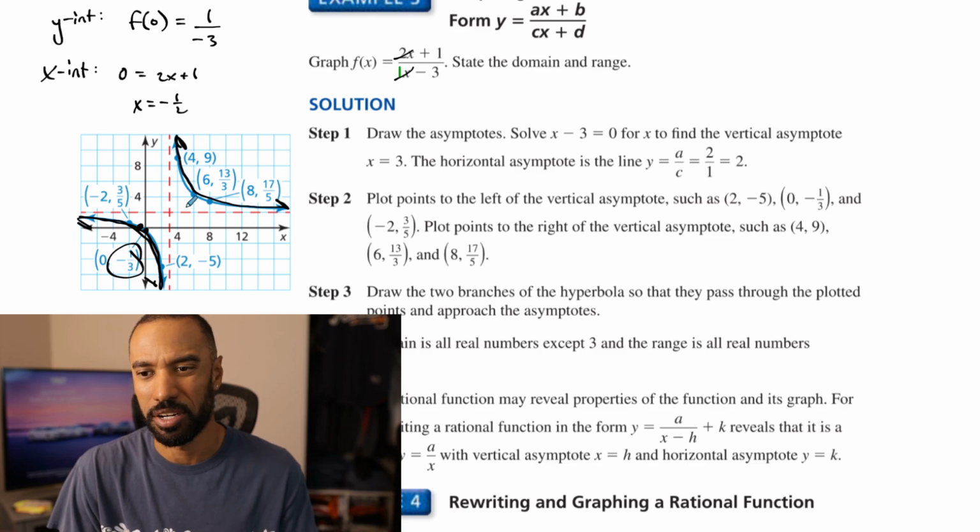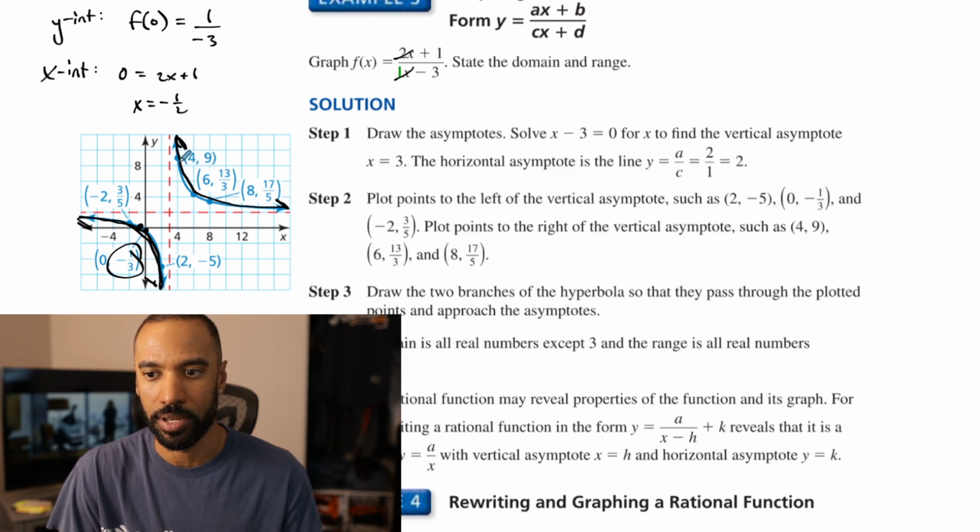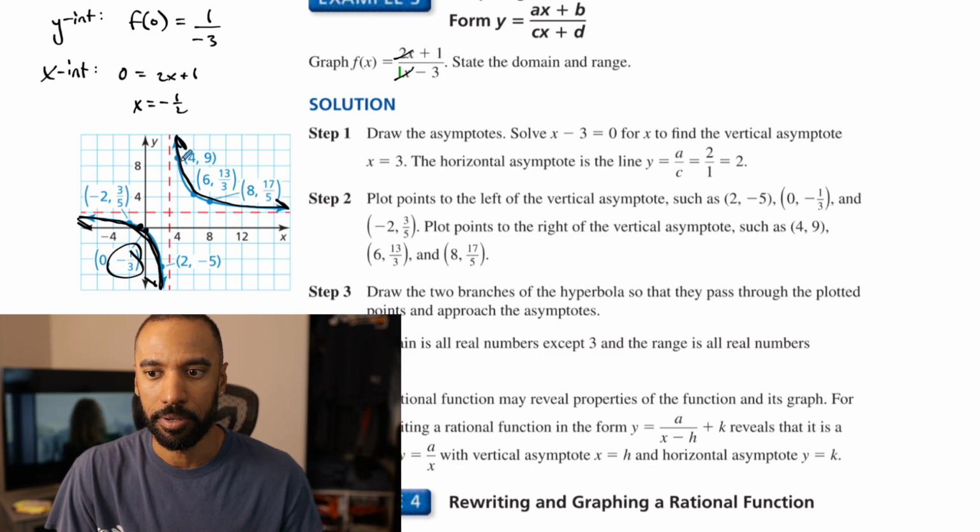If you want to try and plug in another point, go ahead. You can try and plug in 4. Let's see, you get that point right there. And you can find other points that are reflective to that, meaning how this 9 is 7 up from y equals 2, this negative 5 is 7 down from y equals 2.